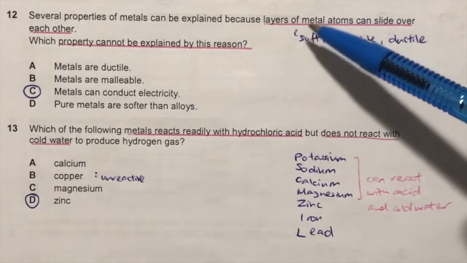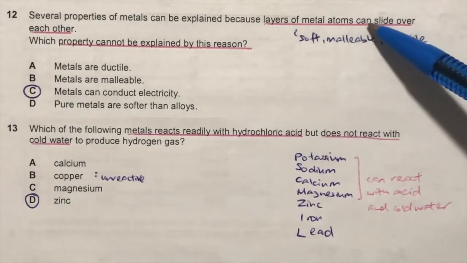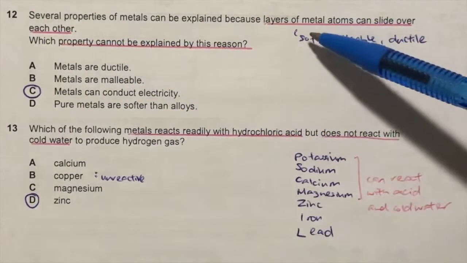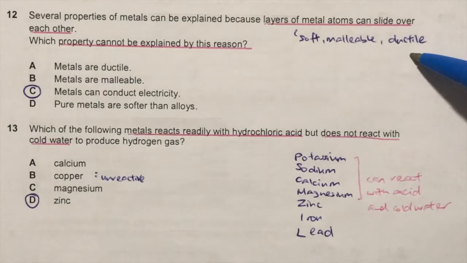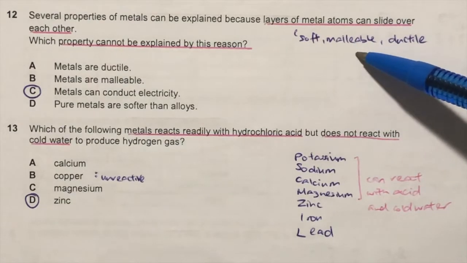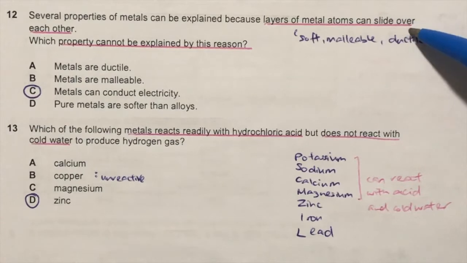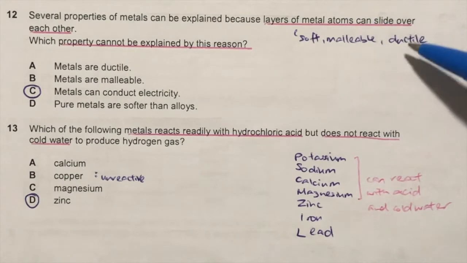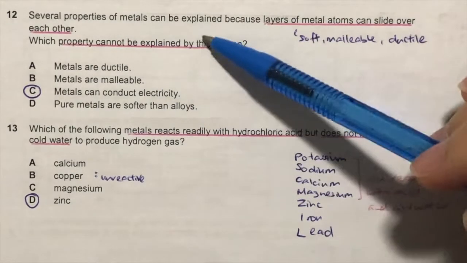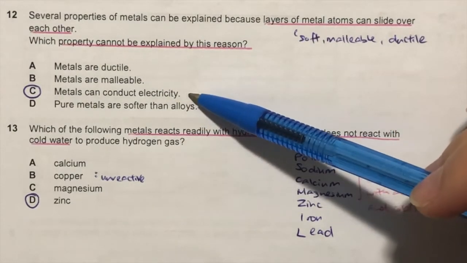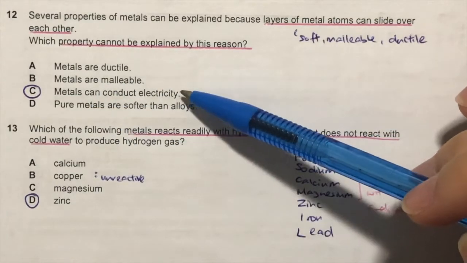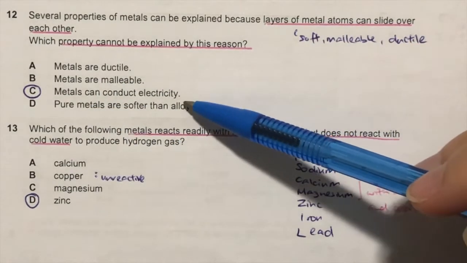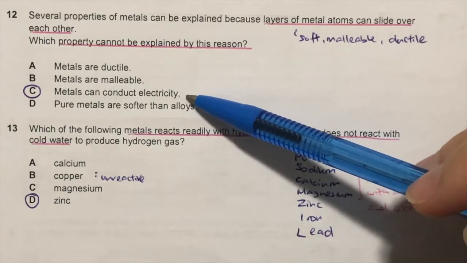Question 12 is on the chapter of metals. When it talks about layers of metal atoms that can slide over each other, it means that the metal is soft, malleable, and ductile. Malleable means can bend without breaking, which means the atoms must be able to slide over one another. Ductile means can be put into wires, and that also means the atoms must be able to slide over one another. So which property cannot be explained by this reason? It will be option C. For metals to conduct electricity, it's not about the atoms sliding over one another, but instead it's about something else which you have not learned, which is mobile electrons. The electrons can move.